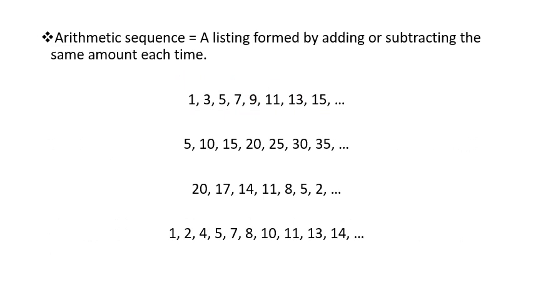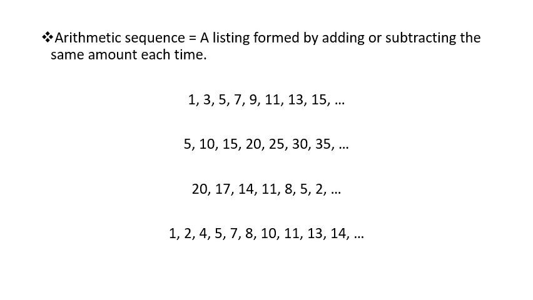So let's look at the first of two different types of sequences we're going to need to define in this section. The first one being the arithmetic sequence. An arithmetic sequence is characterized by adding or subtracting the same amount each time. So I've got three examples here.